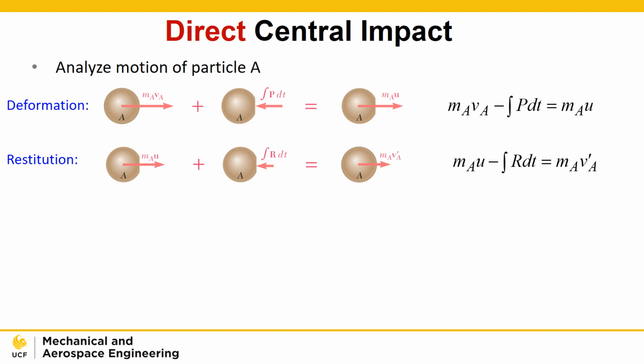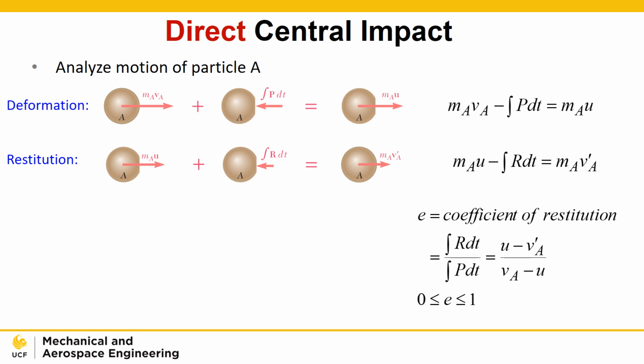In general, the force R exerted on A during the period of restitution differs from the force P exerted during the period of deformation, and the magnitude of the restitution impulse integral R dt is smaller than the magnitude of the deformation impulse integral P dt. The ratio of the magnitude of the restitution impulse to the magnitude of the deformation impulse is called the coefficient of restitution. It is denoted by the letter e. Therefore, e is equal to integral R dt over integral P dt.